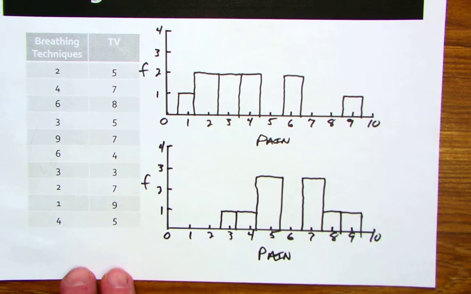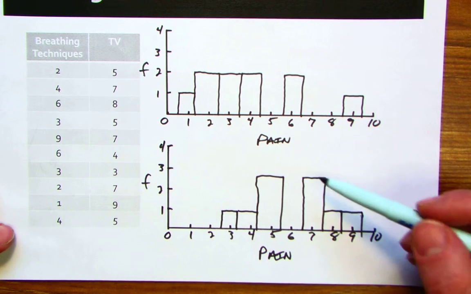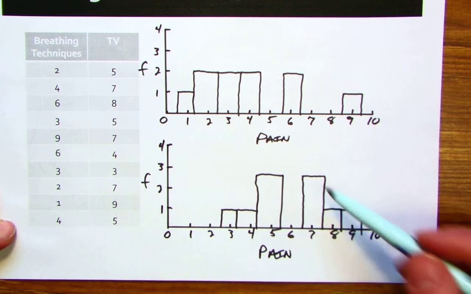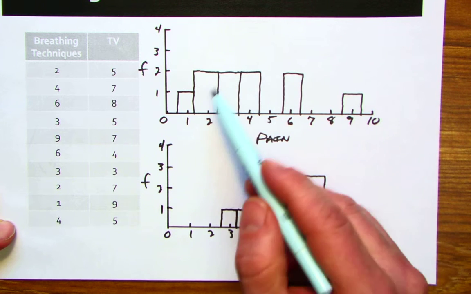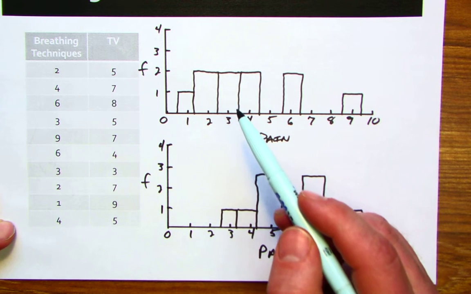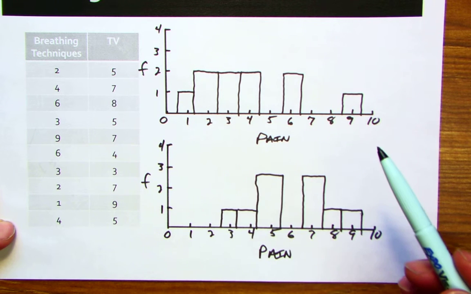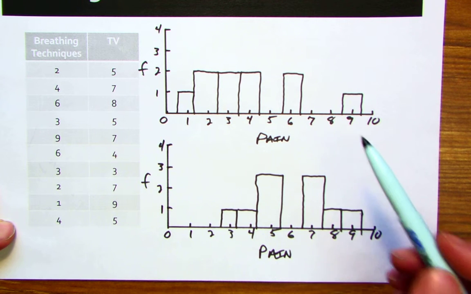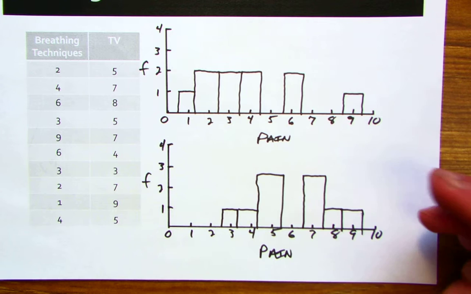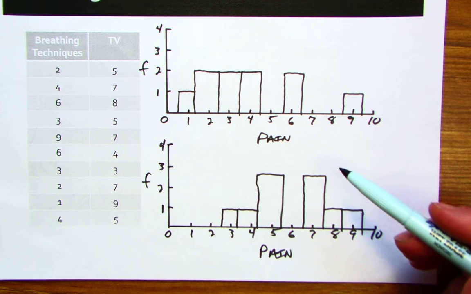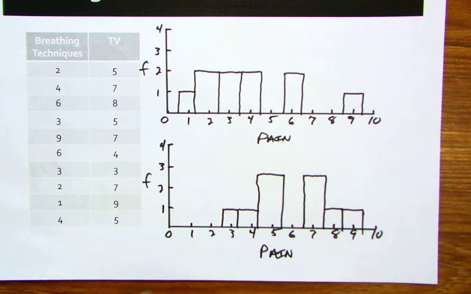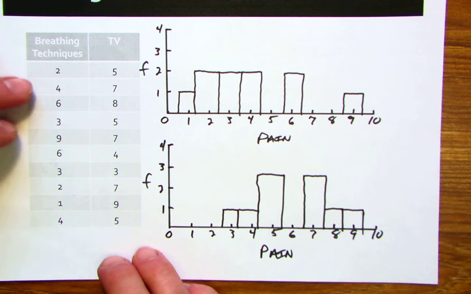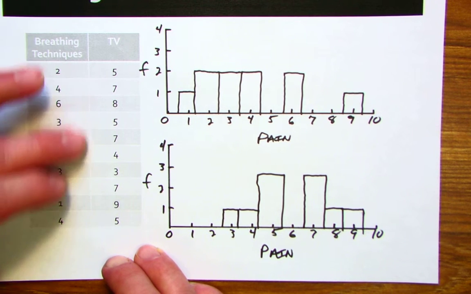You see from here, just visually, we can see that for the TV group, there are higher levels of pain as compared to what we saw for the breathing techniques group. So this is a nice way to get a visual representation of the data and to get a better sense of what the data is telling us, certainly as compared to what we see with just this raw data here.